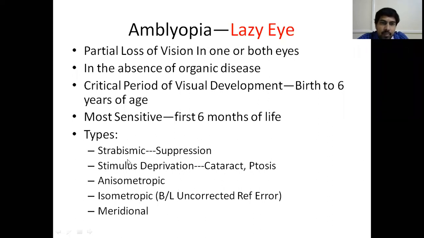So basically to remember, suppose there is some squint, try to operate within 6 weeks of life. Suppose there is a cataract, operate within 6 weeks of birth. If there is a ptosis since birth, try to operate within 6 weeks of life. Similarly, if there is anisometropia, a refractive error, try to correct as and when possible.